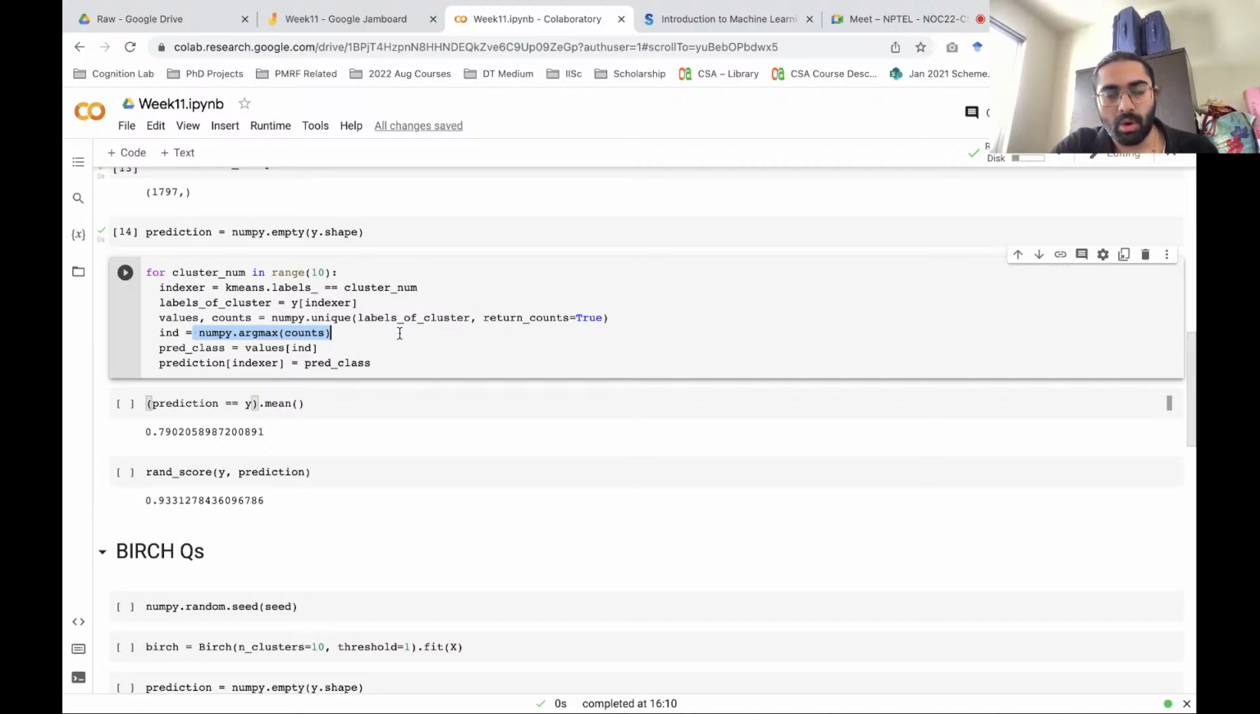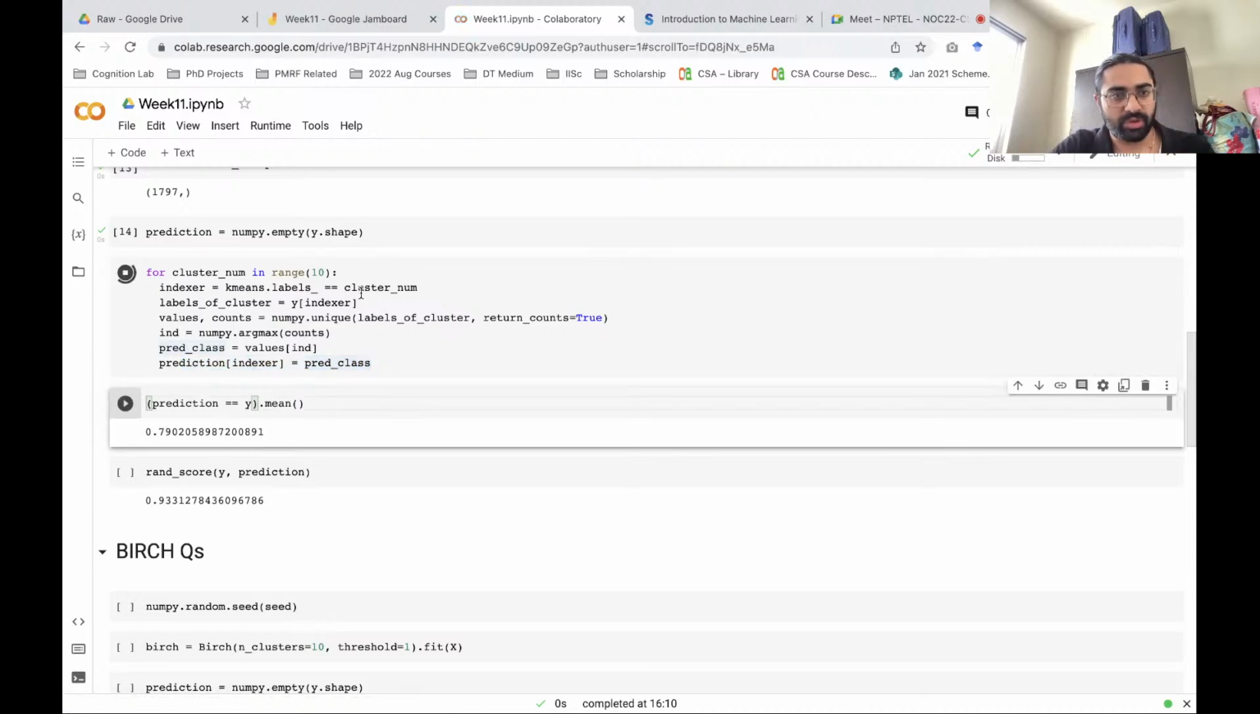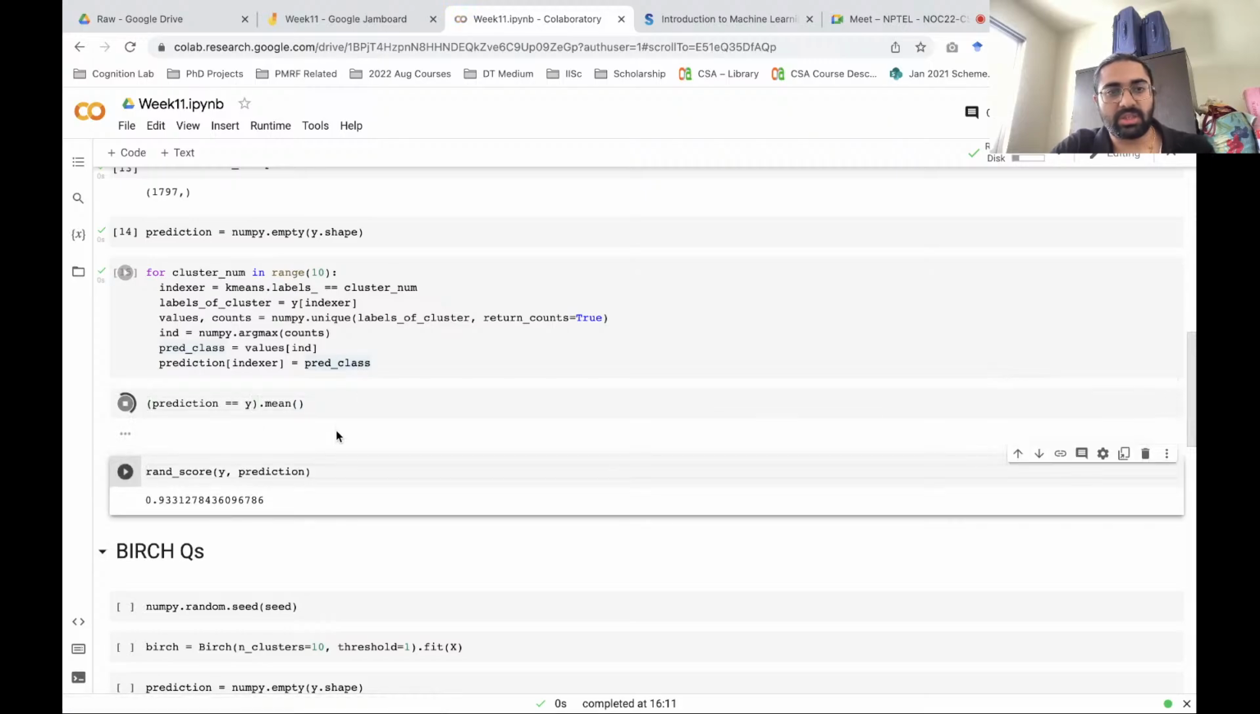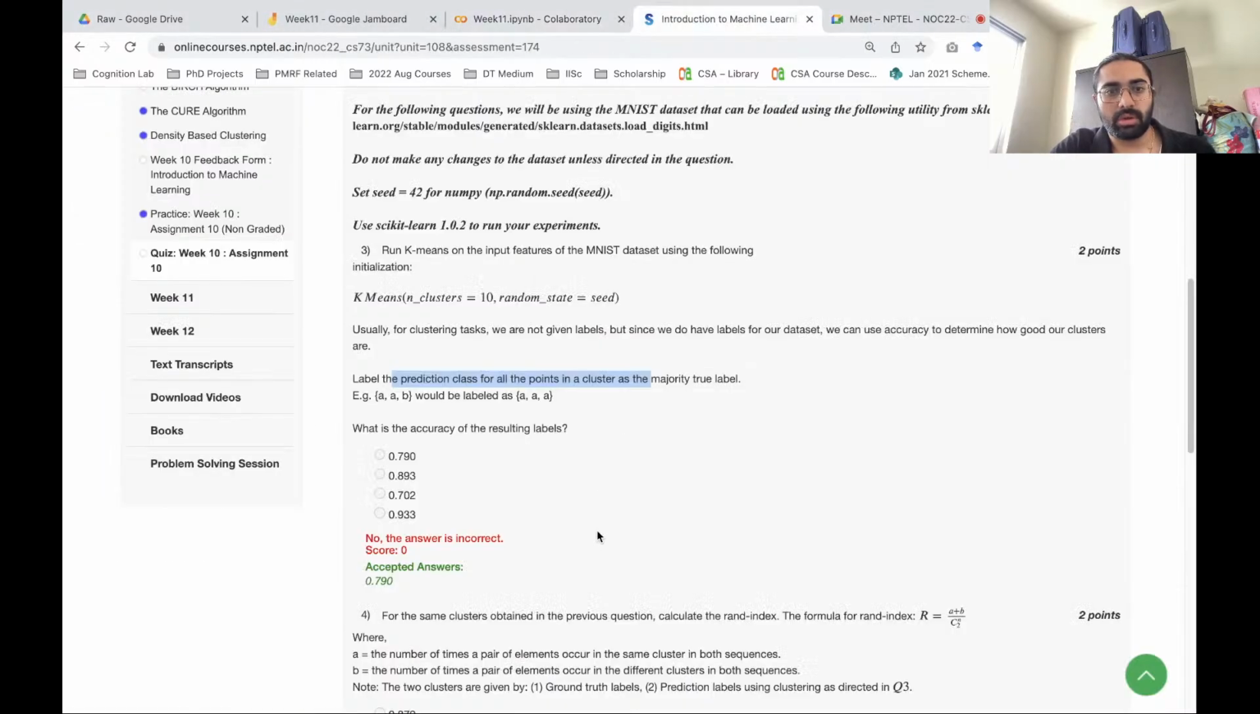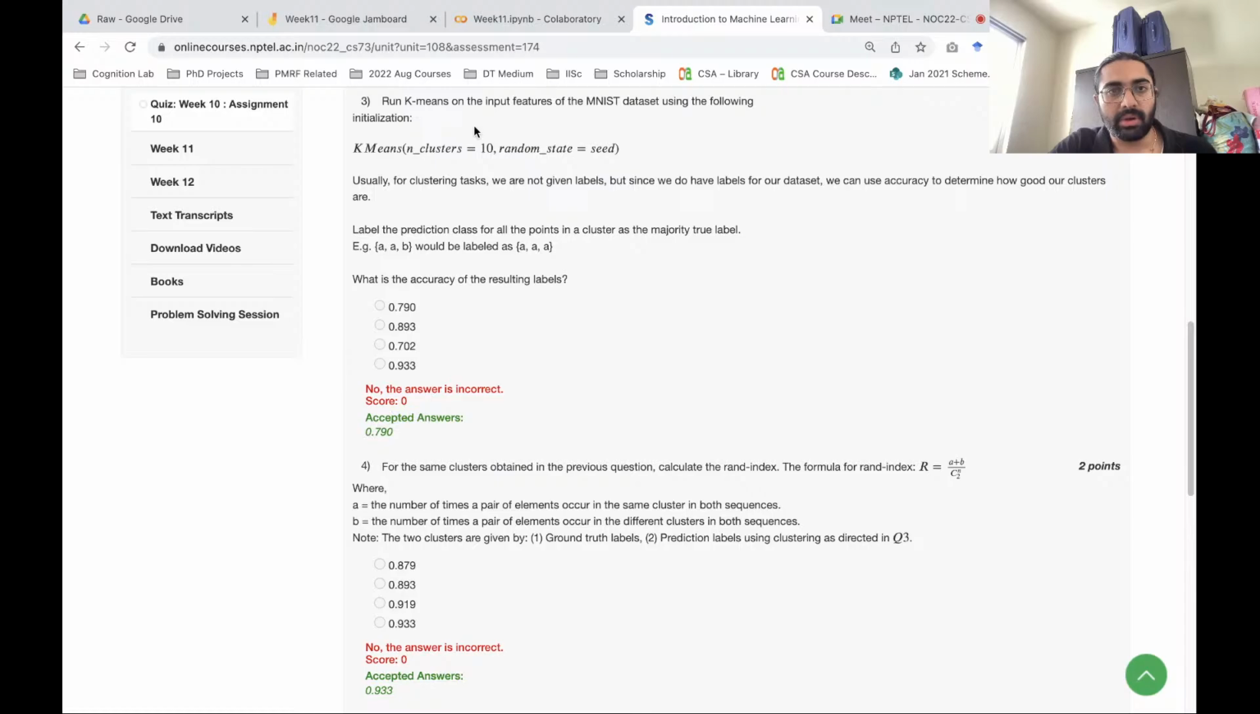label of the points in the cluster, and then assign the particular points to that class. So this approach will give you that, and then accuracy is just your equality of mean, right? So you get 0.79 as your answer.